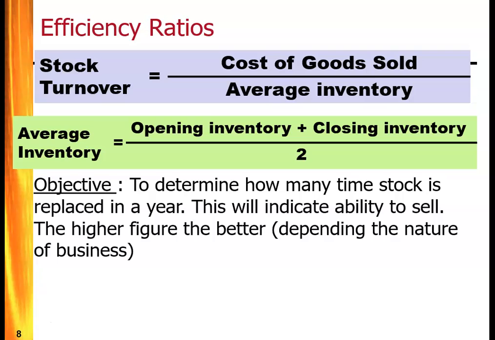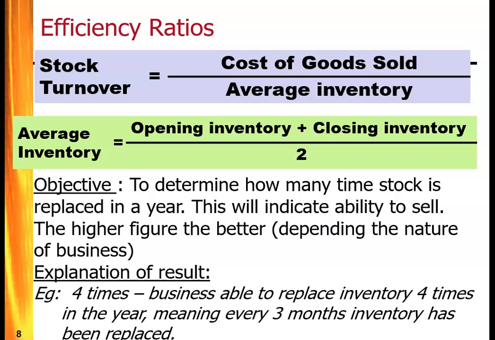You cannot compare the ability to sell, or the inventory turnover, between perishable goods and non-perishable goods. For example, you cannot compare the inventory turnover of a business that sells furniture with a business that sells vegetables, because vegetables need to be replaced every day or every 2 days. However, furniture may take a longer time. So it depends on the nature of the business.